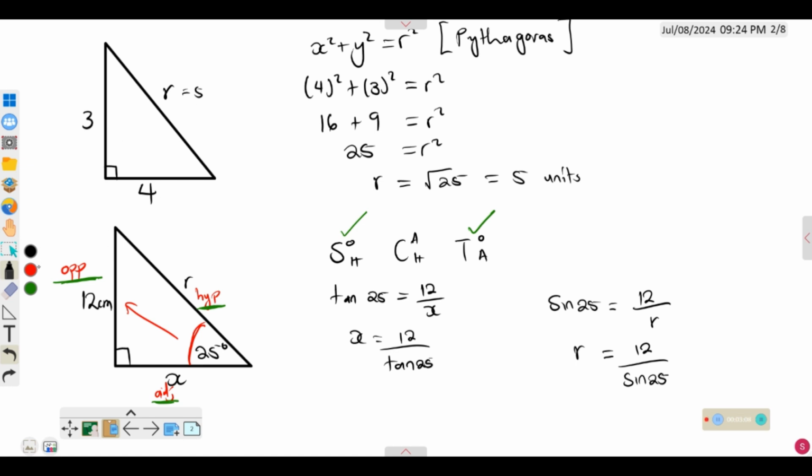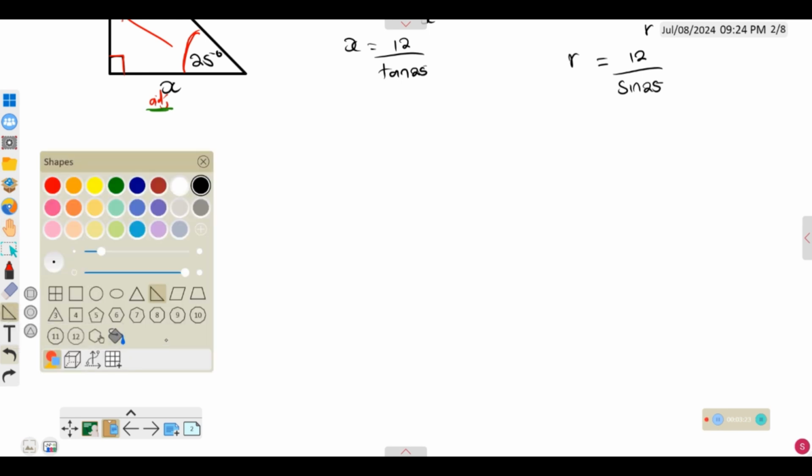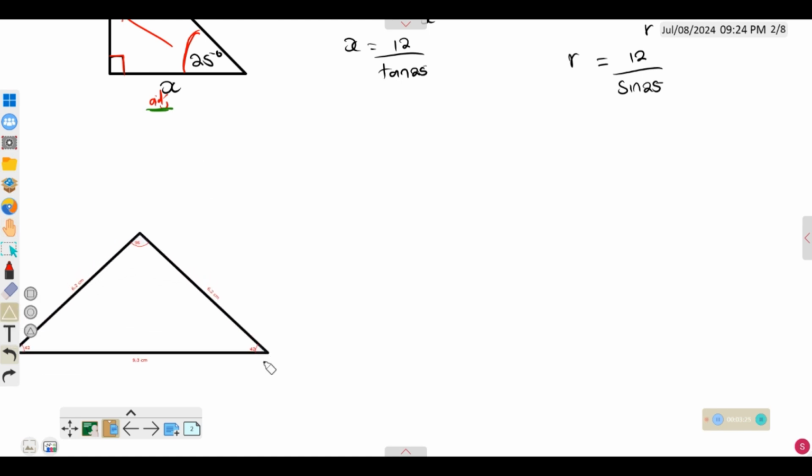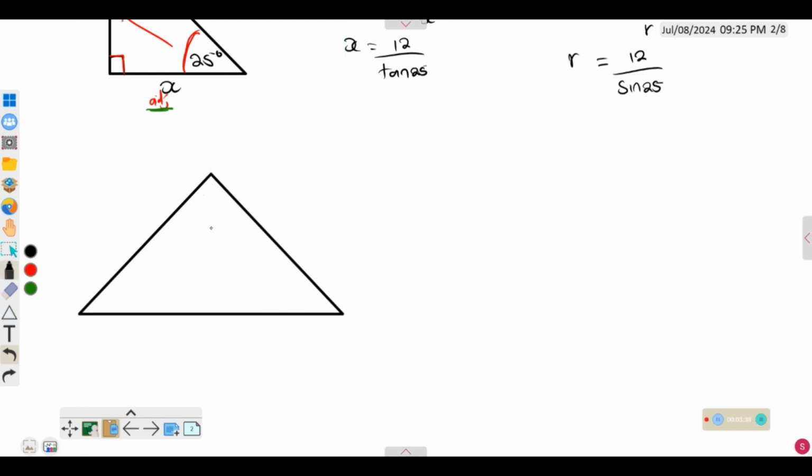But this only works for right angle triangles, as in both of these examples, and that's not the only type of triangle we have. What if they give you an acute angle triangle, something that looks like this? It's no longer a right angle triangle. Let's say we have an angle here being 25 degrees, and 70 degrees there, and you are given at least one side to be 7 centimeters.